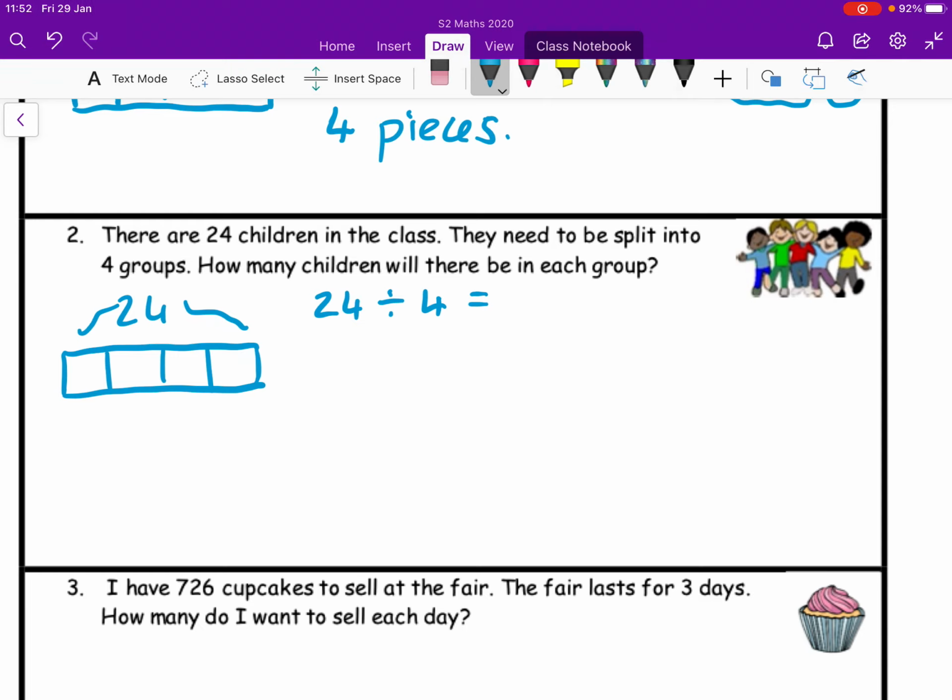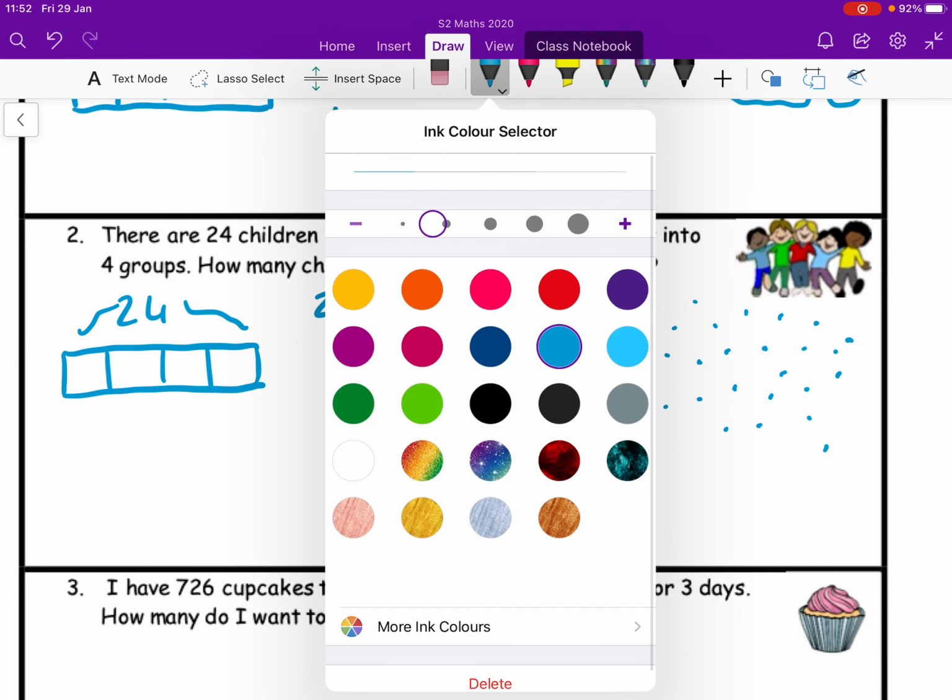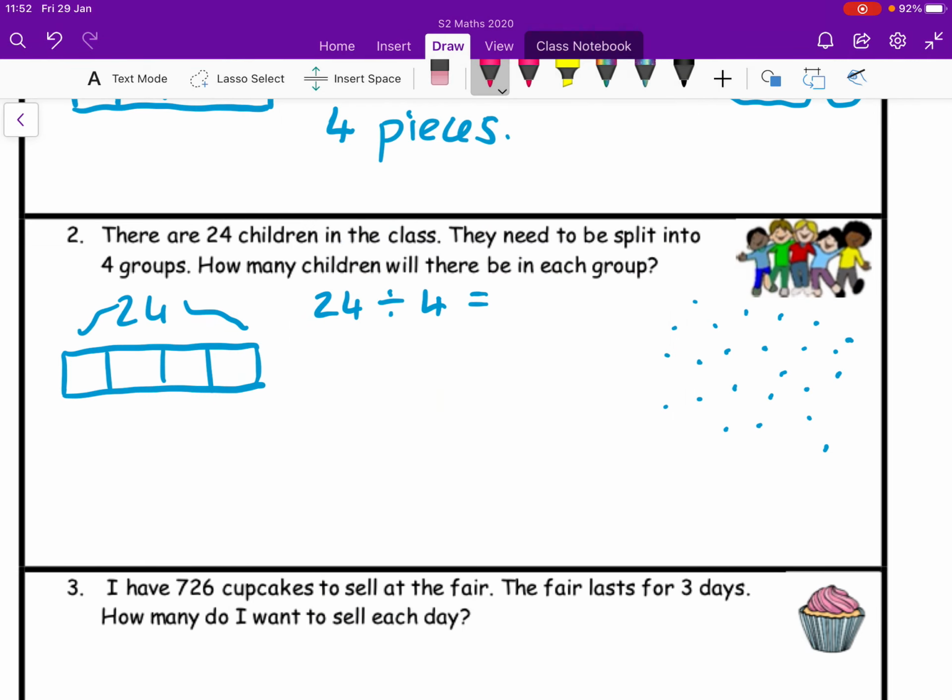Okay, so I'm going to do it really, really quickly. 1, 2, 3, 4, 5, 6, 7, 8, 9, 10, 11, 12, 13, 14, 15, 16, 17, 18, 19, 20, 21, 22, 23, 24. Now you can see that didn't take me long. Okay, you can do that if you need to, then do it. I'm going to just change the pen ever so slightly.